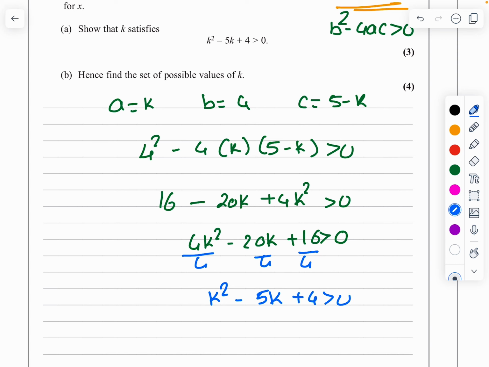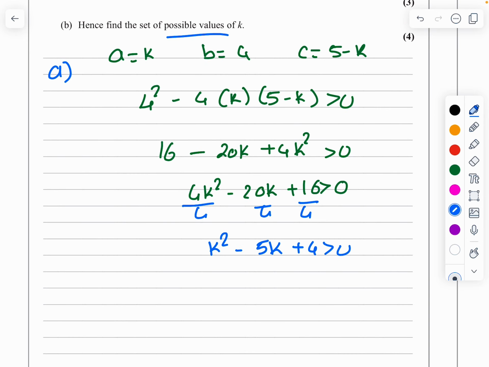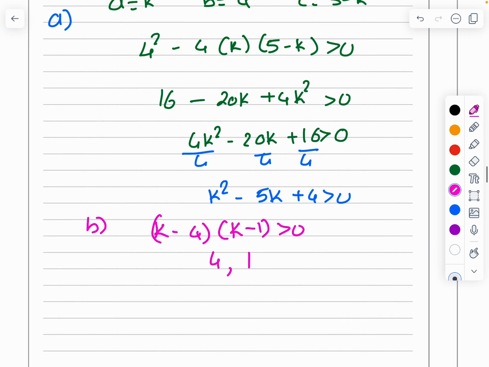That's what is asked in part A. Set of possible values of this one. So factorize: k minus 4 times k minus 1 is greater than 0. 4 and 1 are the roots. So k is greater than the greater root, or k is lesser than the lesser root.